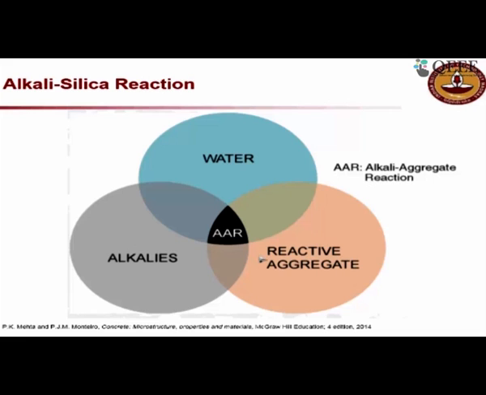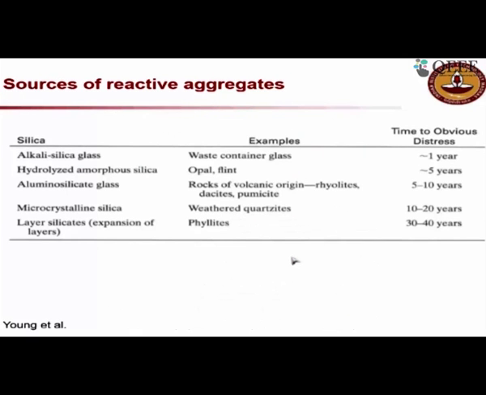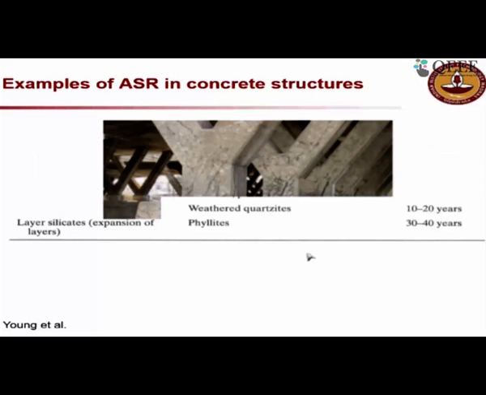Like in South India, we don't see much alkali silica reaction. But in the northern part of India, there are some examples in dam structures, etc., where alkali silica reaction was observed. Now, this table shows different types of aggregates which can have deterioration. For example, the first column says time to obvious distress is just 1 year. If minerals like opal are present in the aggregate, you have a very short life. In many parts of India, we use basalt or granite aggregates. They seem not to have much of a problem with alkali silica reaction.